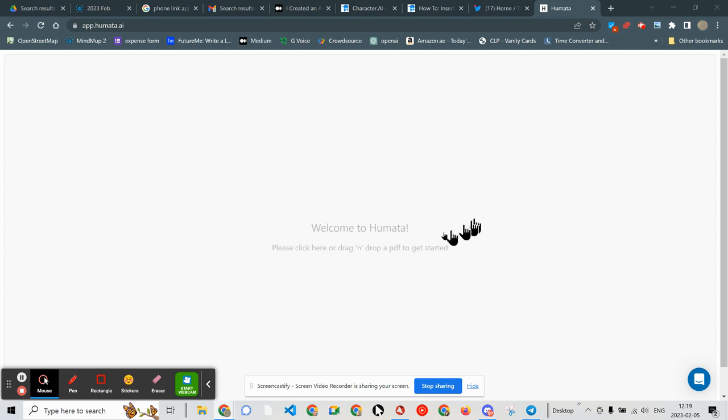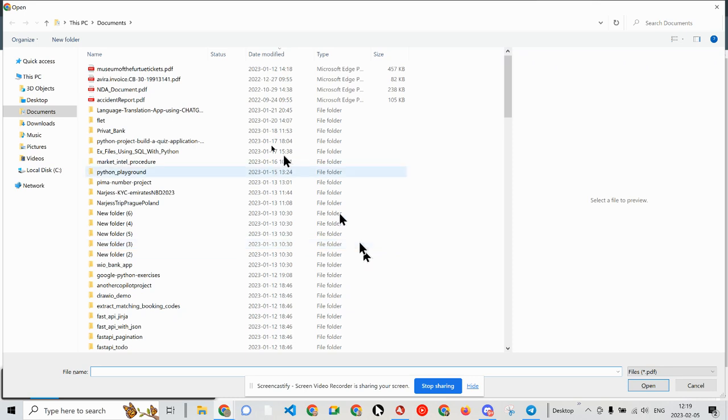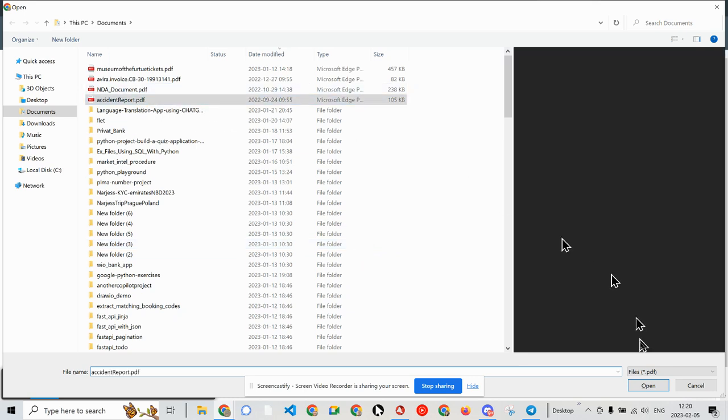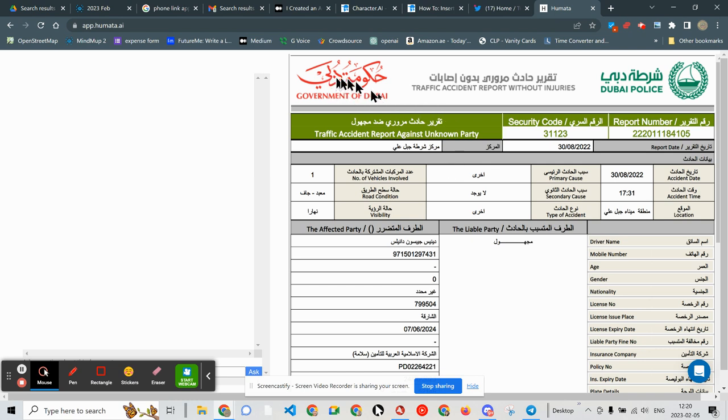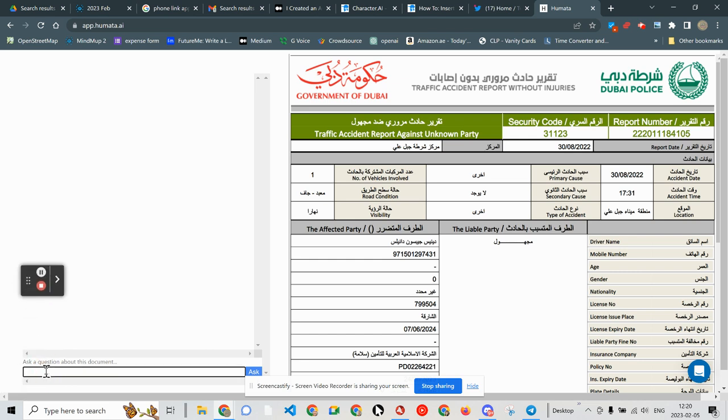This is a demonstration of humata.ai. It will analyze a PDF. I'm going to test it right now, and we're going to use an accident report. And this is a tricky one because it's a mixture of languages. It's a table. And we're going to see what this can do. So let's move this out of the way. And we're going to do something easy.